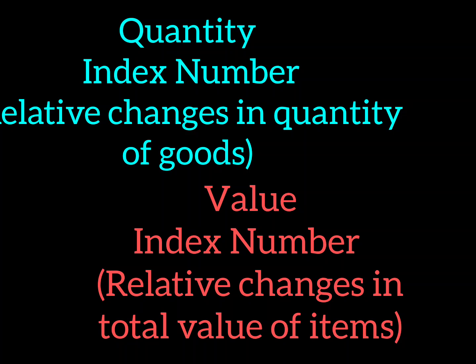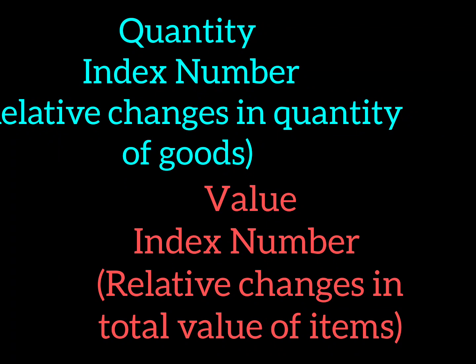So what is the basic difference between the price index number and quantity index number? Basically the price index number measures the relative change in the price in any particular year in comparison to the level of price in the base year. And on the other hand, quantity index number measures the relative change in the quantity in any particular year in comparison to the level of quantity in the base year. That is the basic difference between price index number and quantity index number.